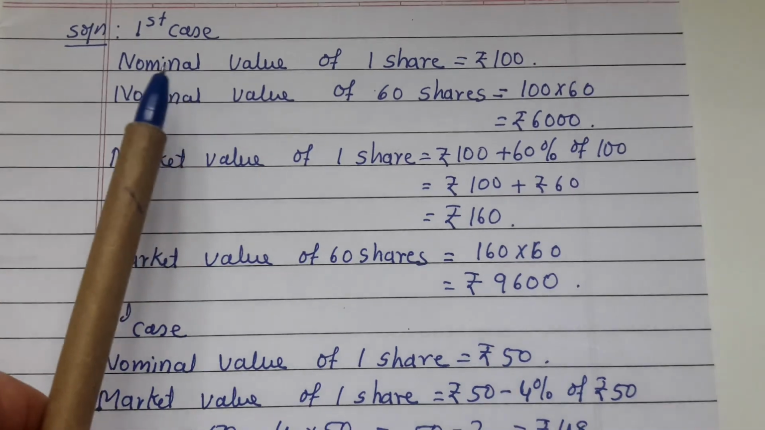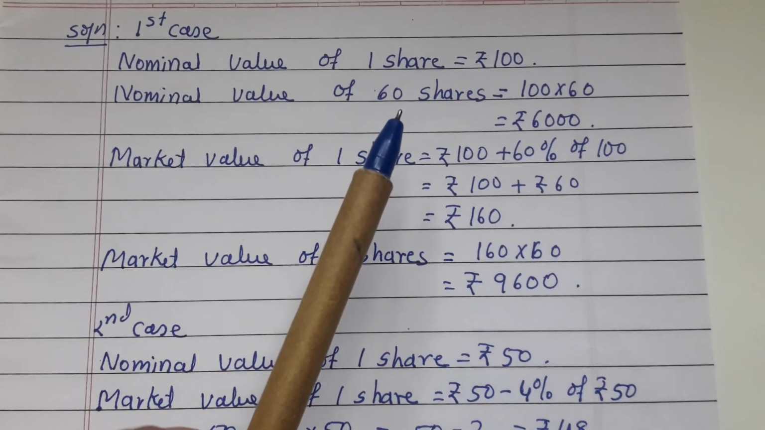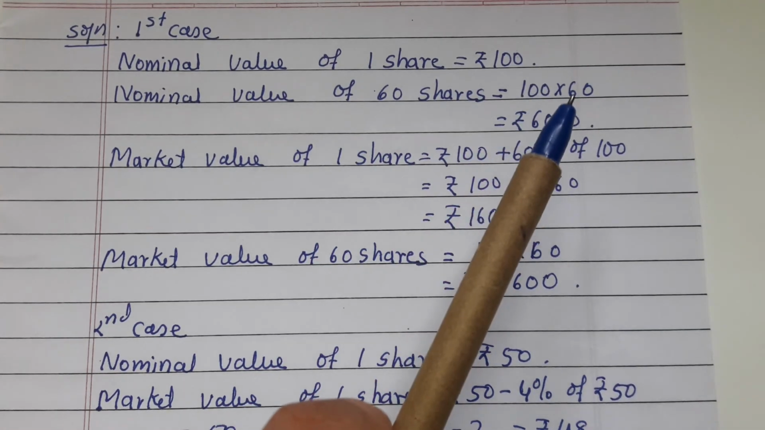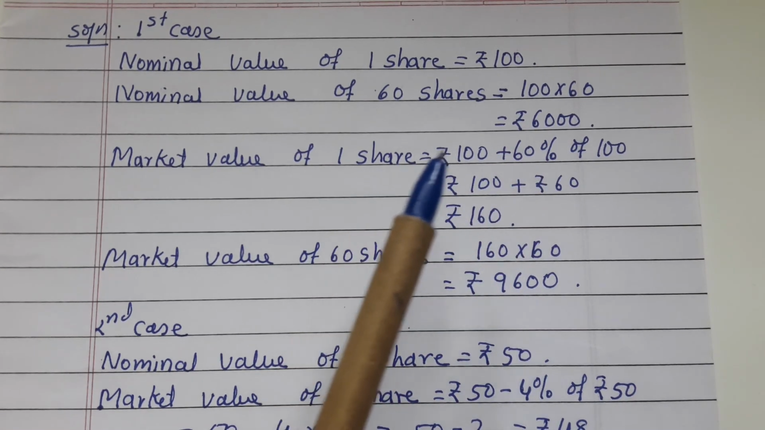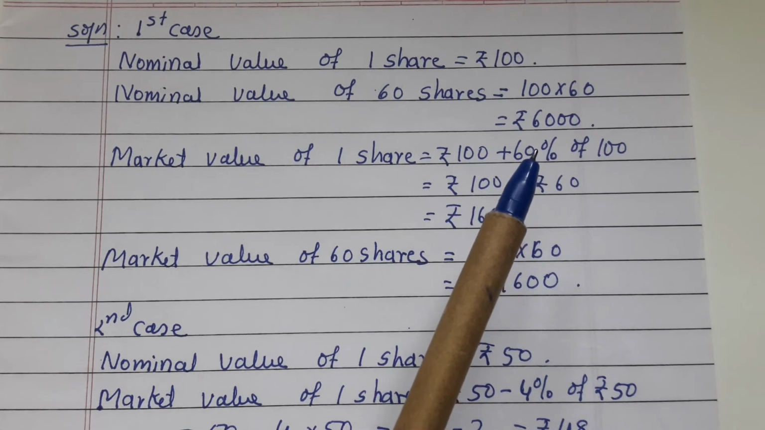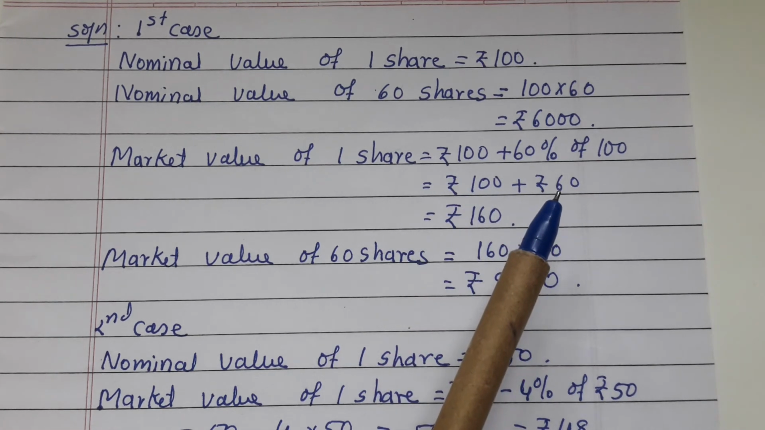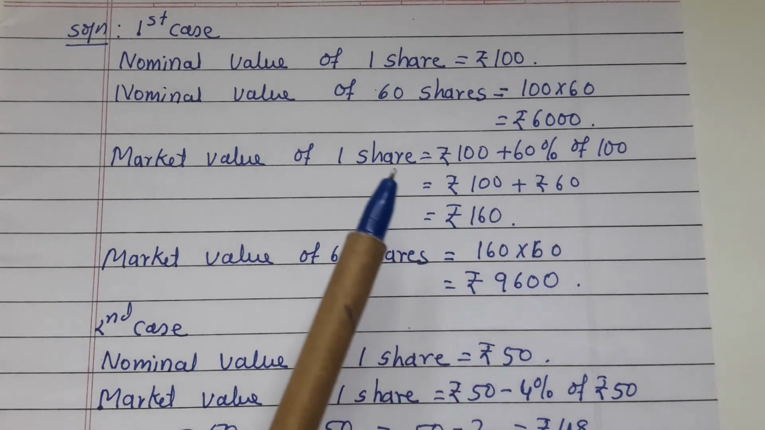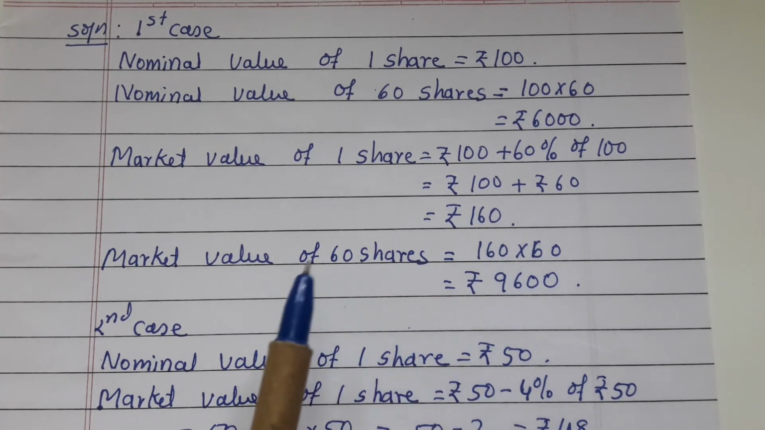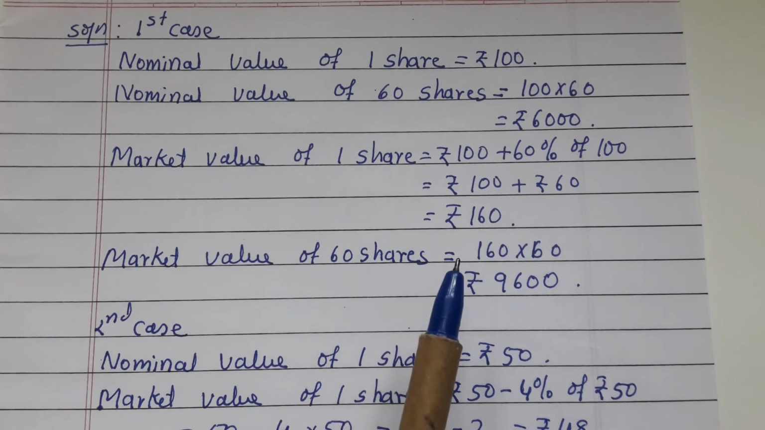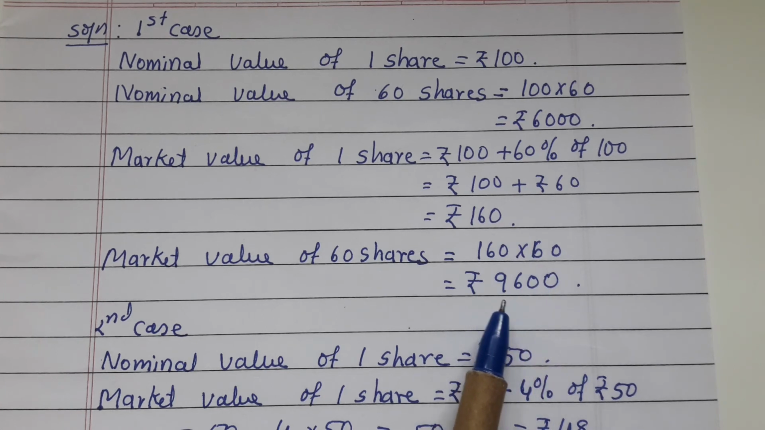First case, nominal value of one share rupees 100. Nominal value of 60 shares, 100 into 60, that is 6,000. Market value 60% premium, so 60% of 100 is rupees 60. 100 plus 60 is 160. Market value of one share is rupees 160. Market value of 60 shares is equal to 160 into 60, that is rupees 9,600.